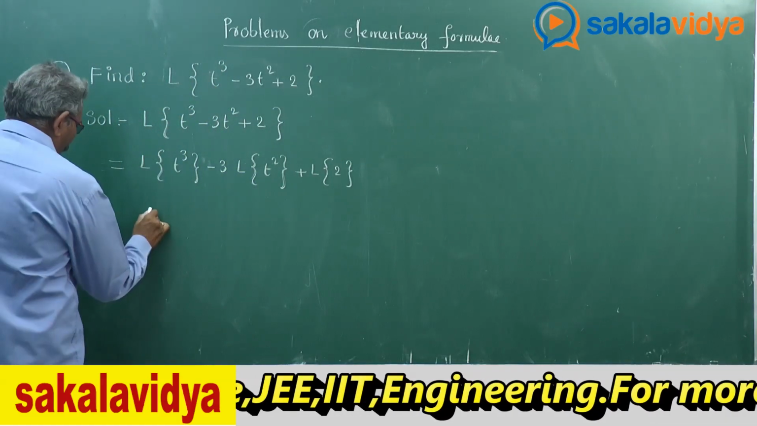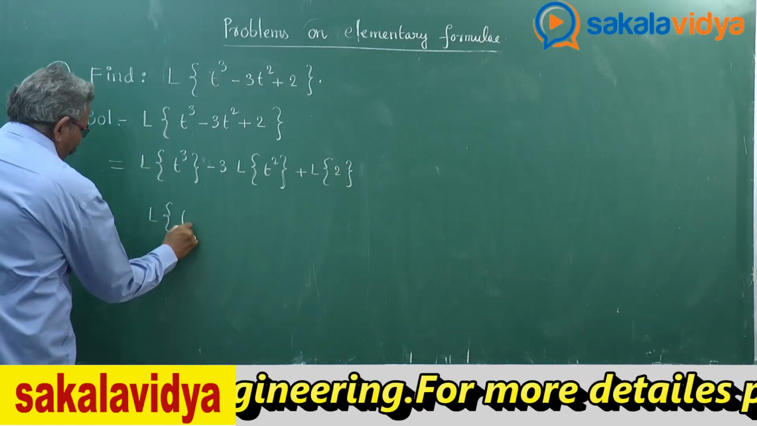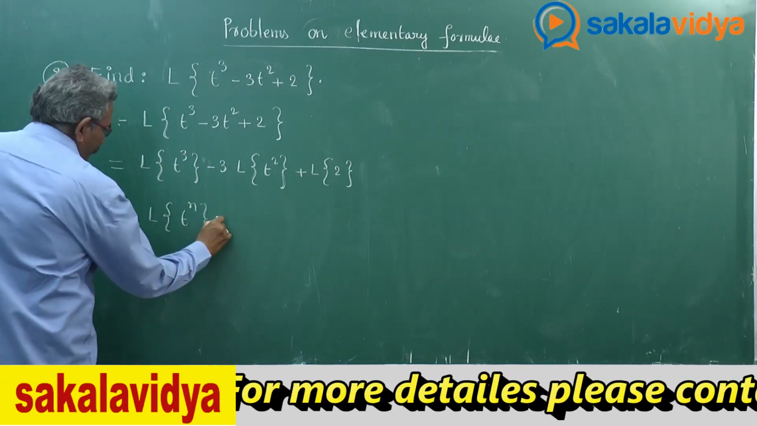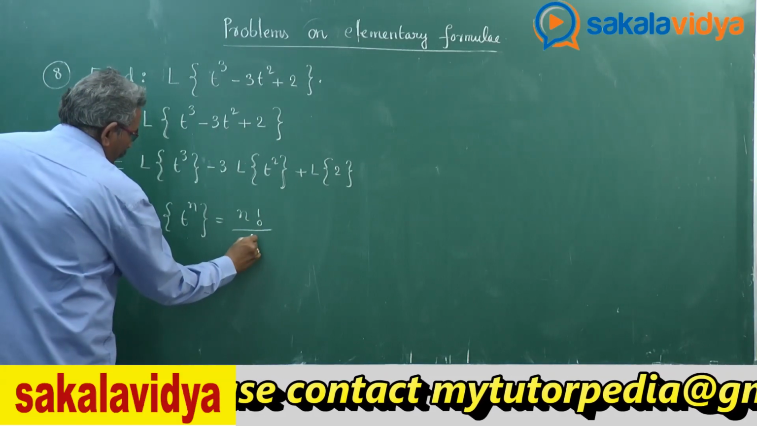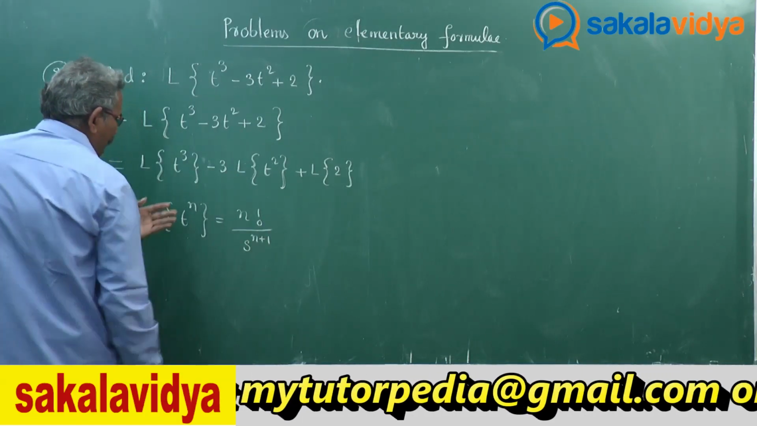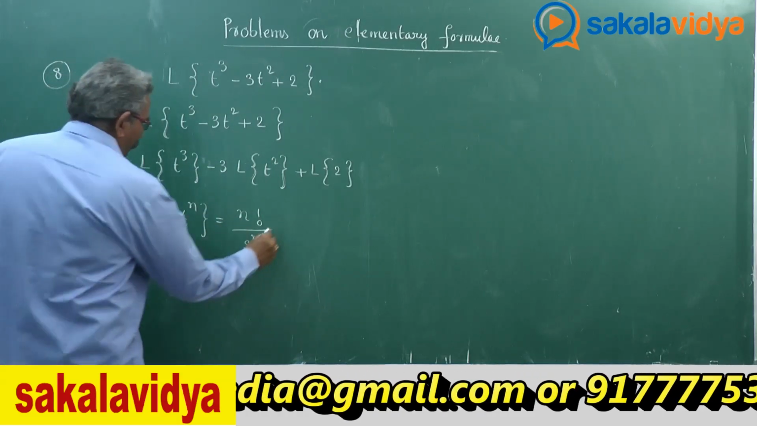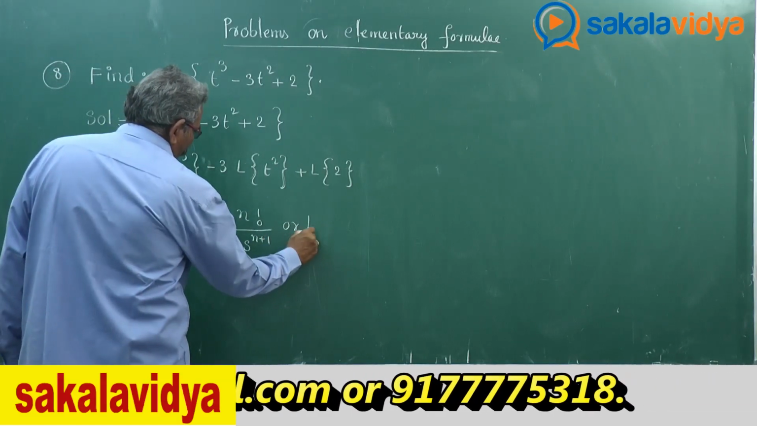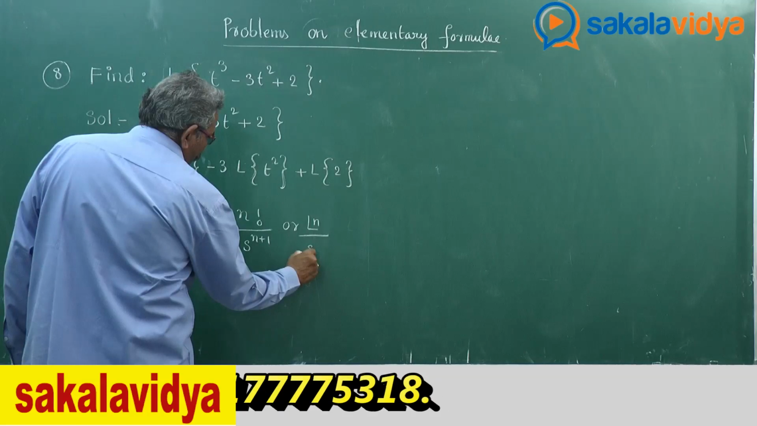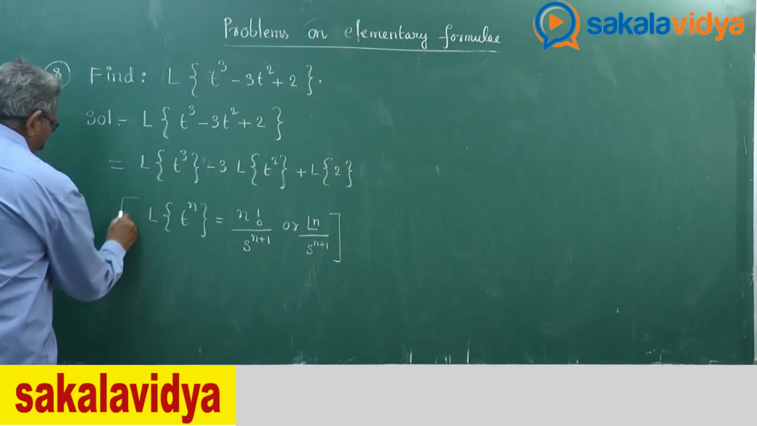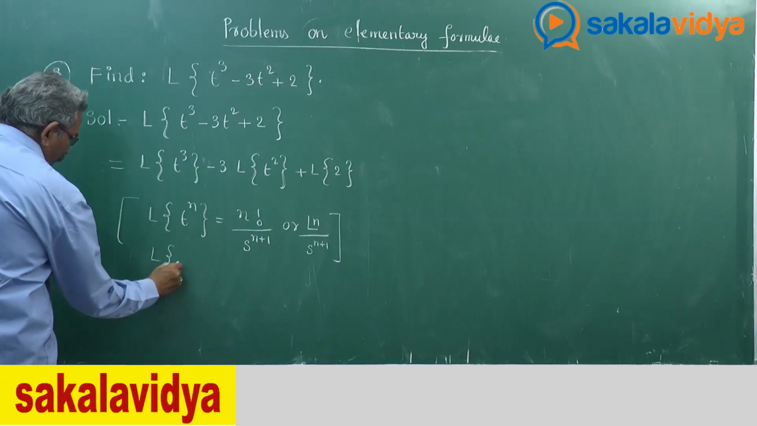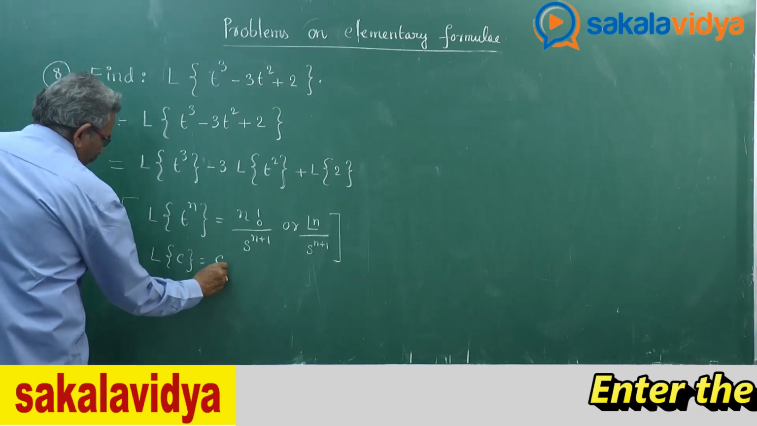Only one formula needs to be recalled: the Laplace transform of t power n, whose value is n factorial by s to the power of n plus 1. In some textbooks we can write it like this also, factorial n by s to the power of n plus 1. Don't get any confusion. And one more, the Laplace transform of a constant c is c by s.